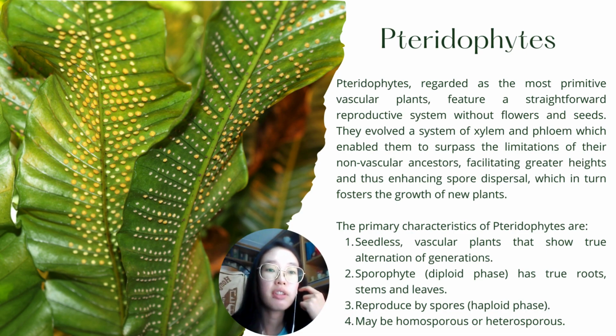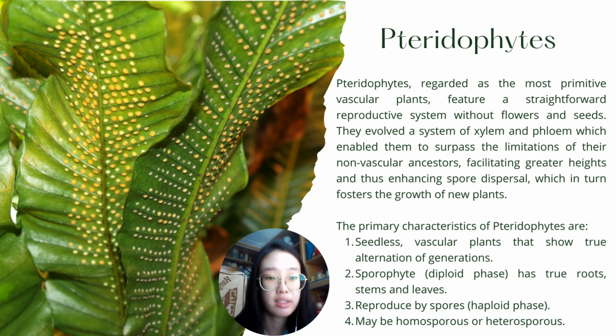Pteridophytes. Pteridophytes are regarded as the most primitive vascular plants, featuring a straightforward reproductive system without flowers and seeds. They evolved a system of xylem and phloem, which enabled them to surpass the limitations of their non-vascular ancestors, facilitating greater heights and thus enhancing spore dispersal, which in turn fosters the growth of new plants.